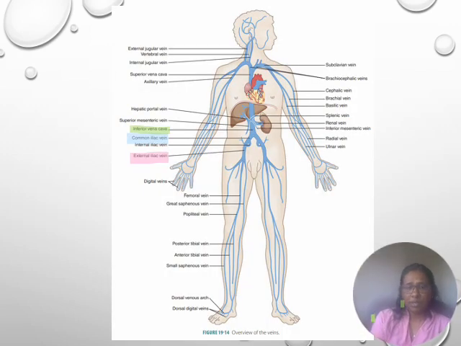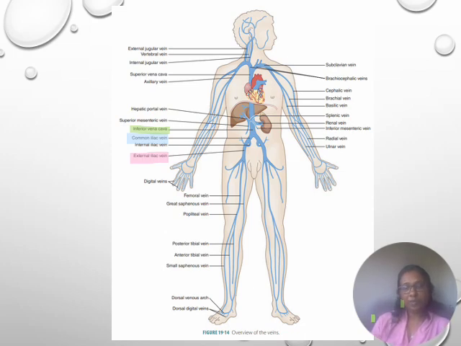Now, we know that the venous drainage of the entire lower limb has reached the external iliac vein via the femoral vein, right? But the final destination is not the external iliac vein. The final destination of the entire venous drainage from the entire body is the right atrium of the heart. Now, how is this external iliac vein reaching the right atrium?